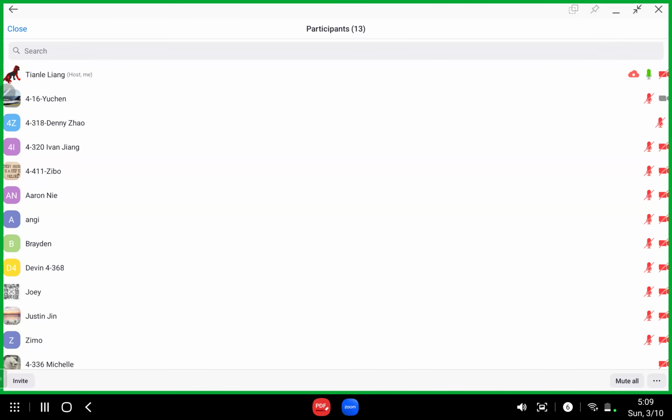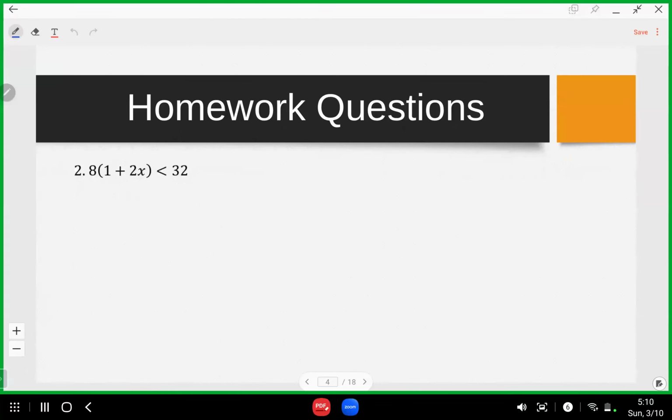Now, who else wants to volunteer for this one? Let's choose someone different this time. Ivan again? Okay, that's fine. How did you solve this? First, you divide by 8 on both sides to get rid of the times 8, and you get 1 plus 2x is less than 4. Subtract 1 on both sides, you get 2x is less than 3, and then divide by 2 to get rid of the 2x and be left with x. x is less than 3 over 2, and it's parentheses, 3 over 2 to infinity.